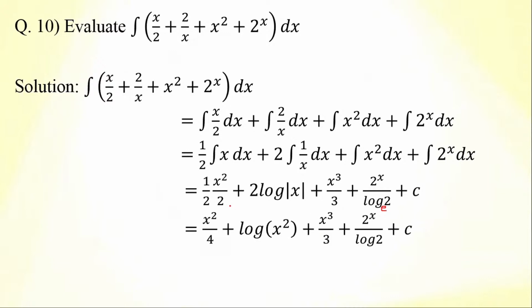So the final answer is clubbed by writing this 2 and 2 into 4. This 2 raised into log x can be shifted to the power of x, it will become log of x square. And since x square is always positive, you can remove this modulus sign and use any bracket if you wish. And x cubed by 3 and 2 raised to power x upon log 2 will be as it is, and this will be your final answer.